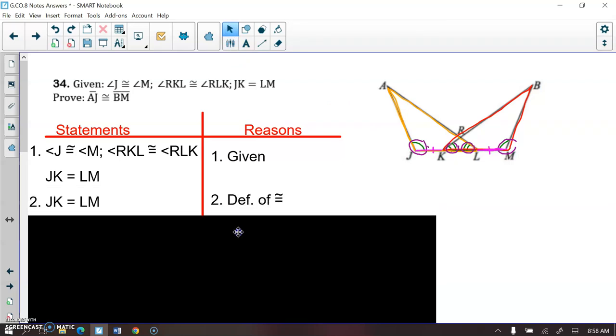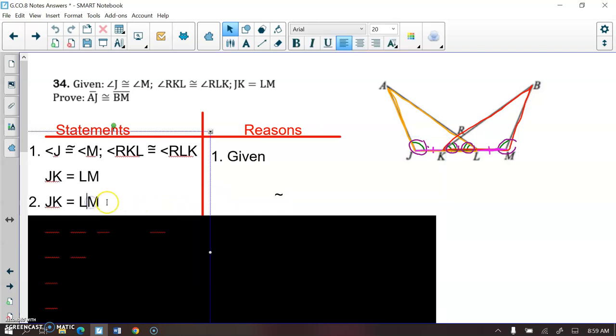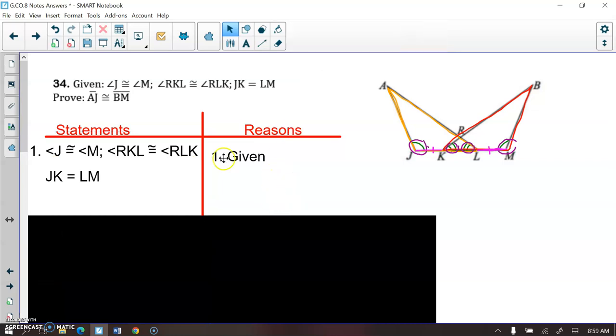Now, if these were congruent, then we would need to use the definition of congruency to make them equal. However, they weren't, so that was a goof by me. We're going to delete that step because we don't need it, because I already have that they're equal.